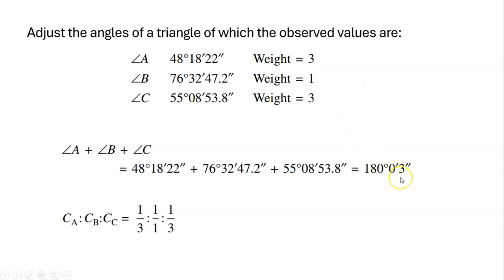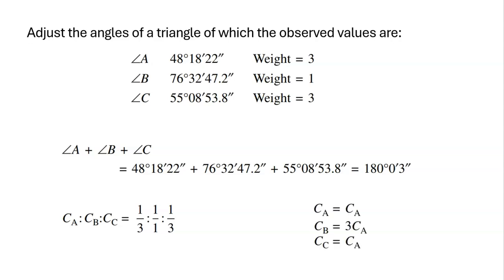Now how do we distribute it? We say CA is the correction for angle A, CB the correction for angle B, and CC the correction for angle C. CA is proportional to 1 by 3, CB is proportional to 1, CC is proportional to 1 by 3, since the weights are 3, 1 and 3 respectively. So CA is to CB is to CC equals 1 by 3 is to 1 by 1 is to 1 by 3. Further, this can be simplified by multiplying by 3, so it would be 1 is to 3 is to 1.